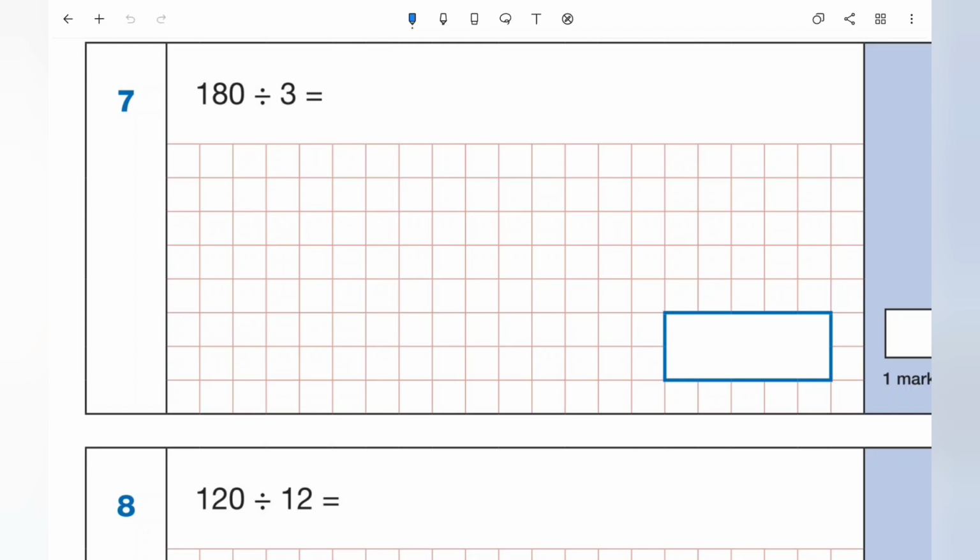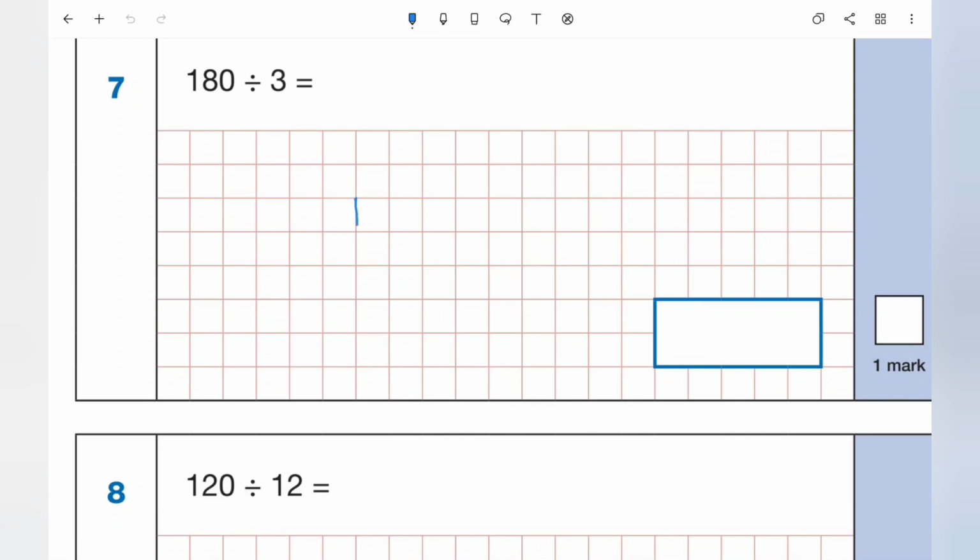So first things first, I will draw my bus stop. So this is my bus stop, not the best bus stop, but it's okay. This is the bus stop, and the larger number will go inside the bus stop, so it's 180, and the smaller number will go outside the bus stop. So to work this out, what do we do?